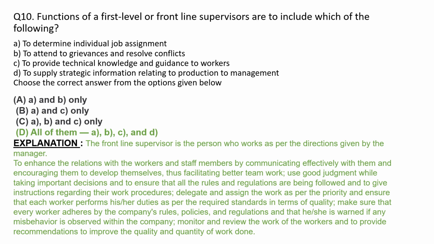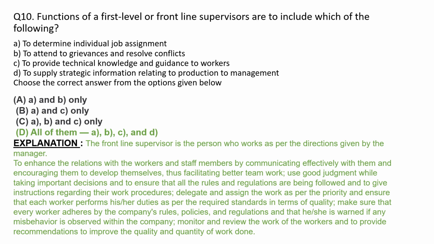So the answer is all the 4. The functions of a first level of supervisor are to determine individual job assignment, to attend to grievances and resolve conflicts, to provide technical knowledge and to guide workers, and to supply strategic information relating to production to management. These are the 4 functions of a first level or frontline supervisor. So let us see the explanation.